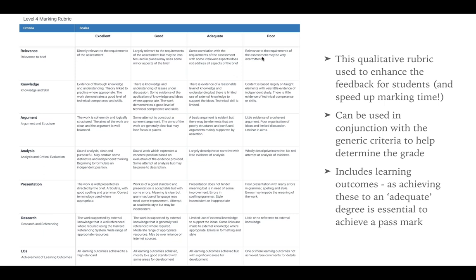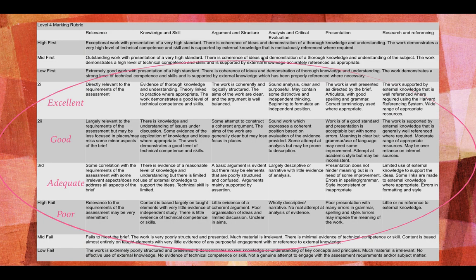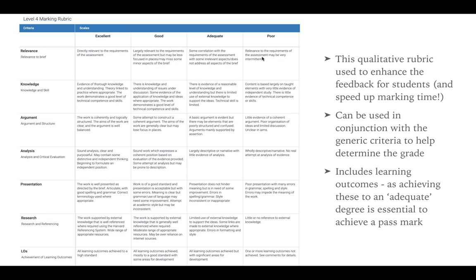It's just to enhance feedback for students. It will speed up marking time and can be used in conjunction with the generic criteria here to determine the grade. And it includes learning outcomes down the bottom here. A student achieving excellently will have achieved all learning outcomes to a very high standard. A student achieving in the poor category will have not met one or more of the learning outcomes. We've added this because it's really important that you acknowledge the achievement of learning outcomes, as achieving those is essential to getting a pass mark.